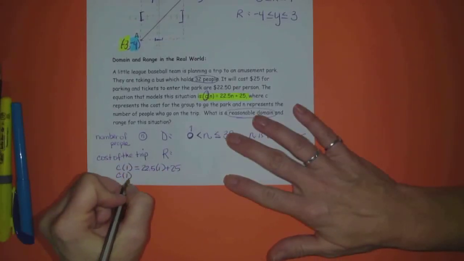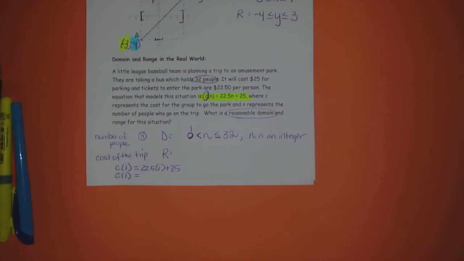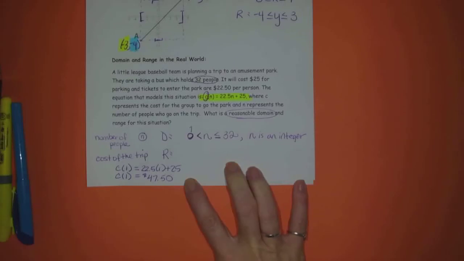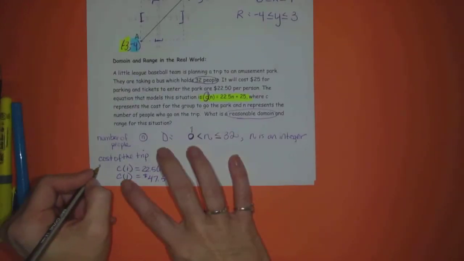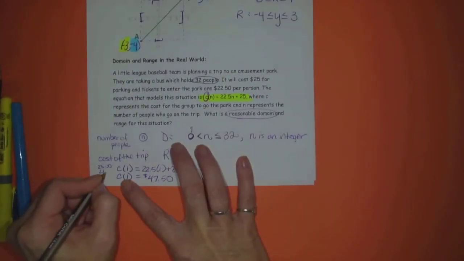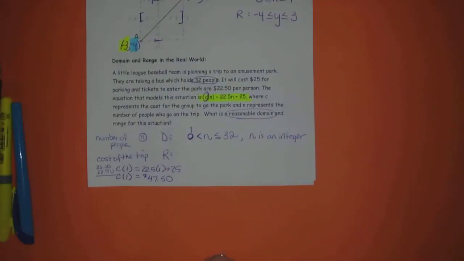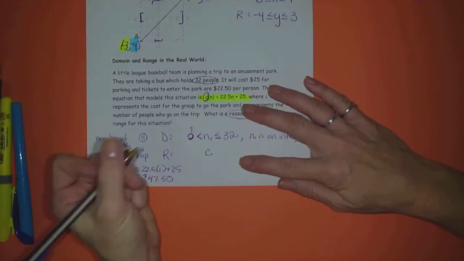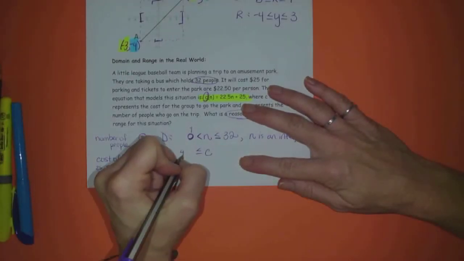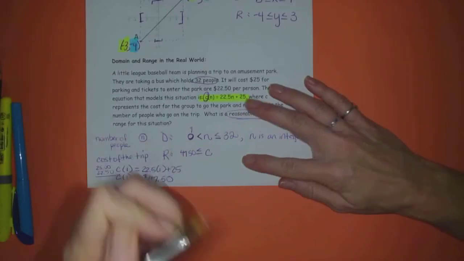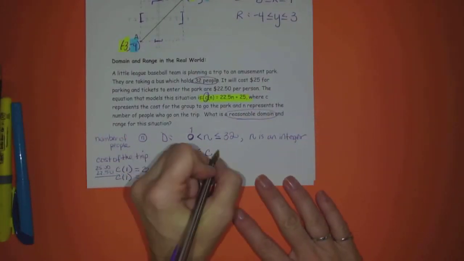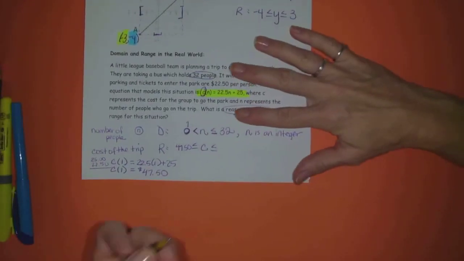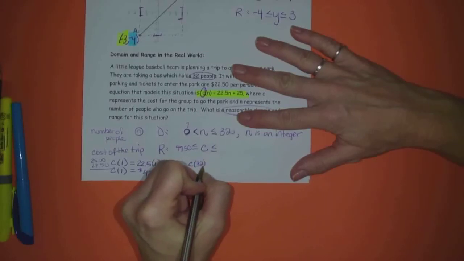So the cost for one person to go on this trip is $47.50. Do I have that right? If I add $25 to 22.50, yep, $47.50. So my cost is going to be between $47.50, that's the cost for one person to go, and up to, we don't want it to go over what the cost would be at 32 people, so let's do the cost at 32 people on the trip.